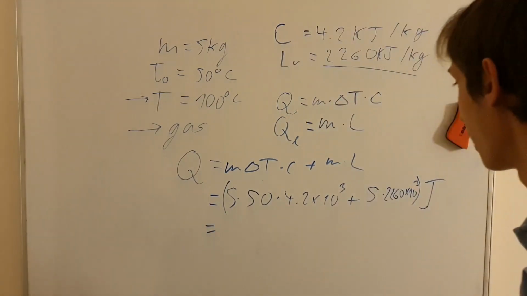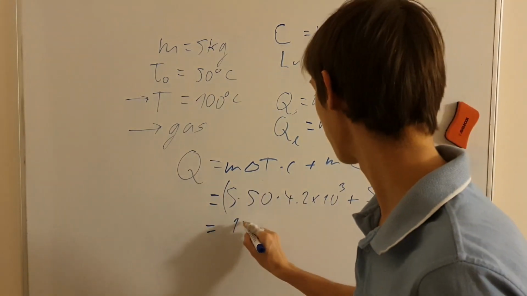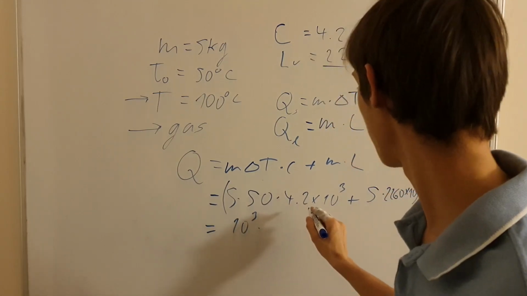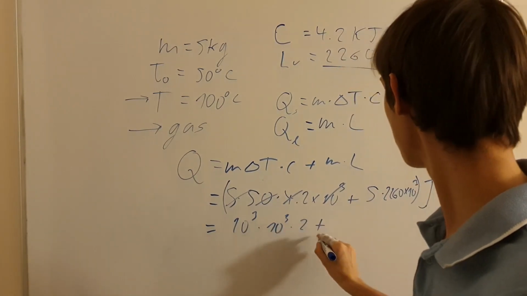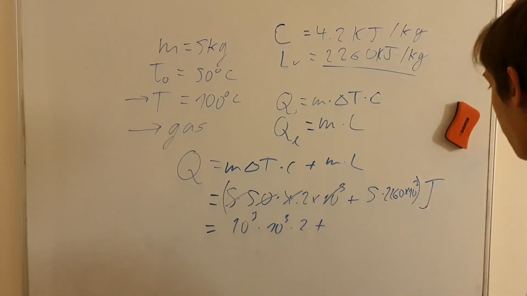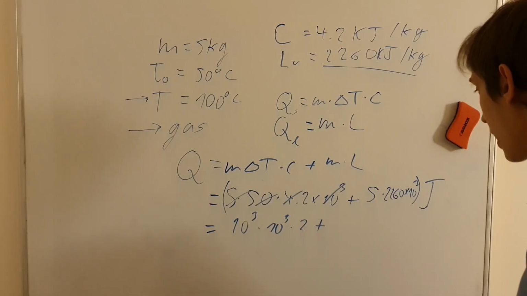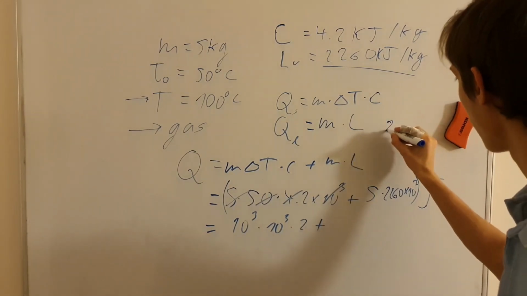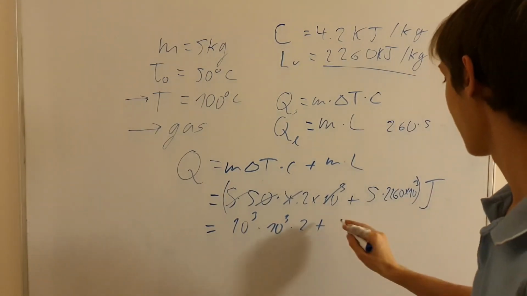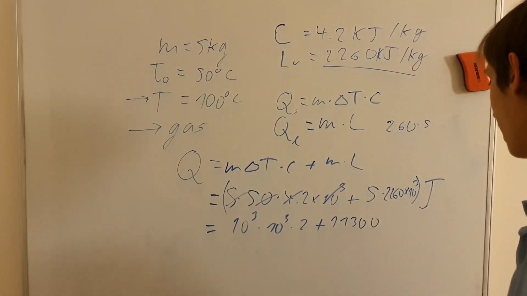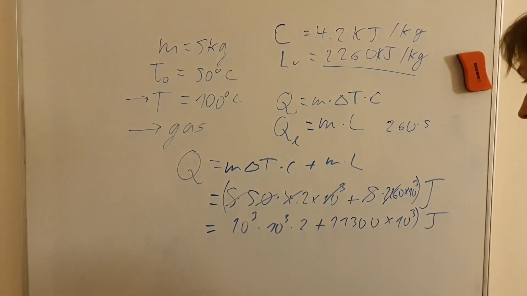And of course, this can be further rewritten. Well, 5 times 50, that's 250, times 4 is 1000. So it's 10 to the 3 times 2. So this is 1000, 10 to the 3. This is another 10 to the 3 times 2 plus this entire thing can be written as 1100, and actually this is 260 times 5, which is 1300, so it's 11,300, this together times 10 to the 3 joules.